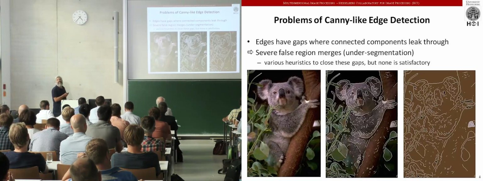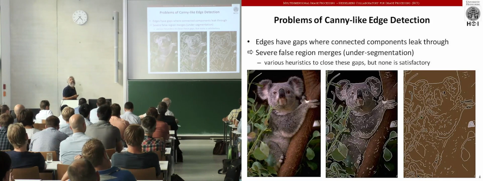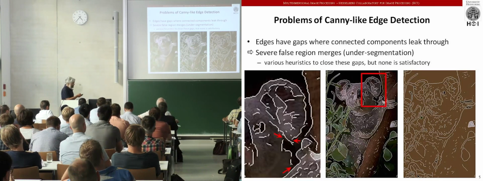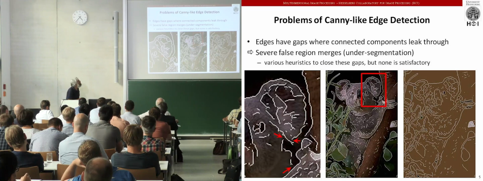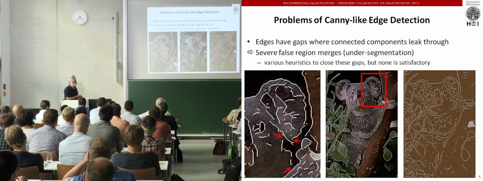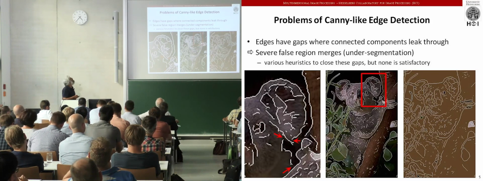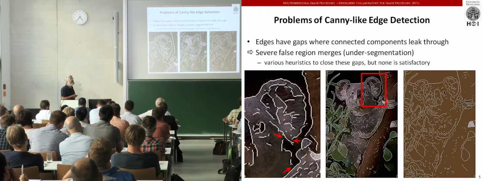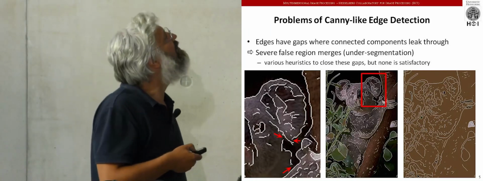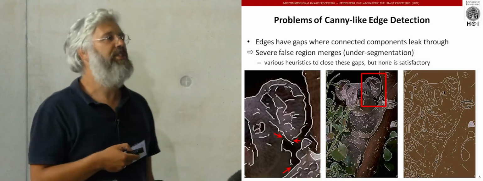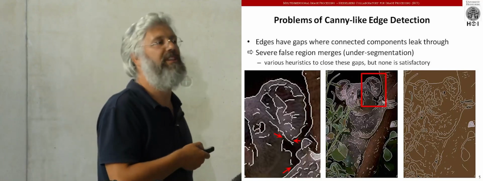The problem with this classical edge detection is that the edges usually have gaps. And here we see some of these gaps, where the arrows are. And if you then do connected components on the non-boundary pixels, then what you end up with is usually a huge region that covers most of the image. And that's not very useful for further analysis. There is a ton of heuristics in the literature to solve these problems, but in my opinion, none is really satisfactory, and the multicut is a more principled way to solve these problems of gaps.